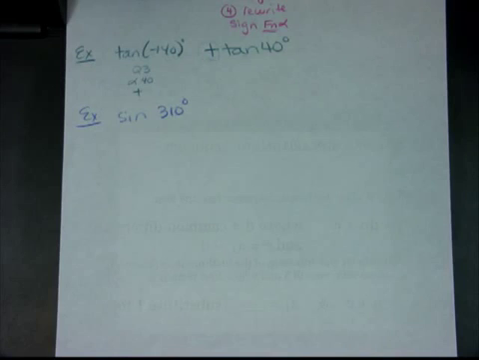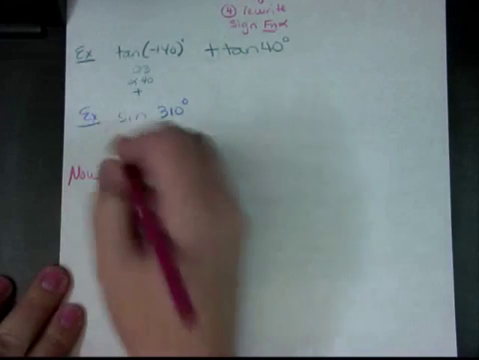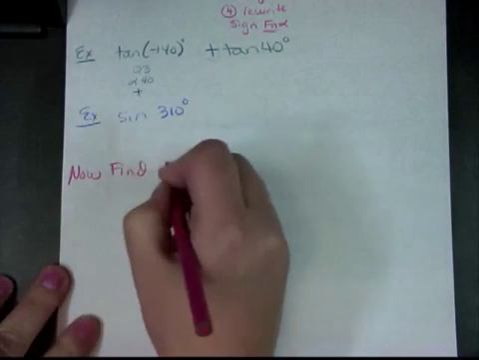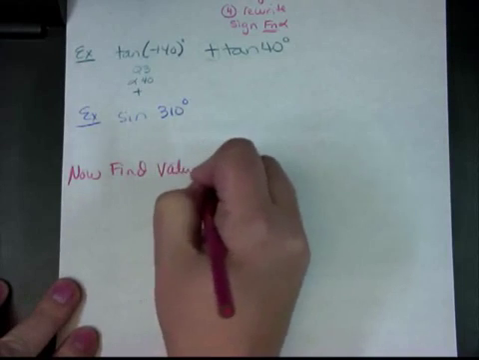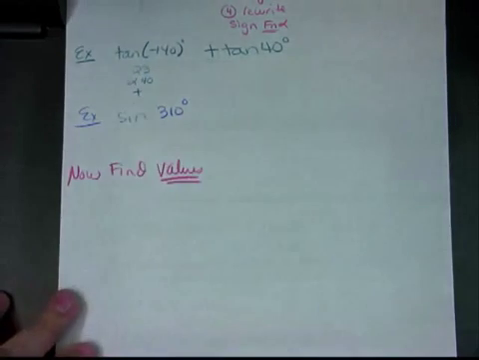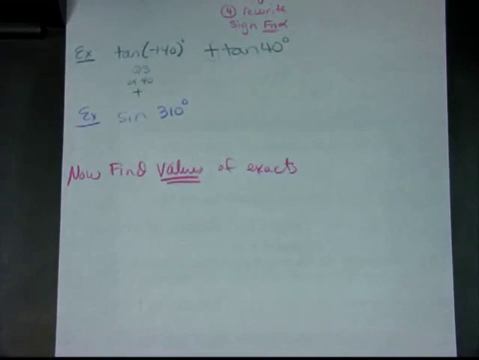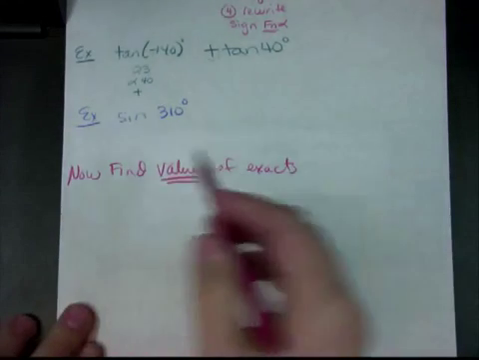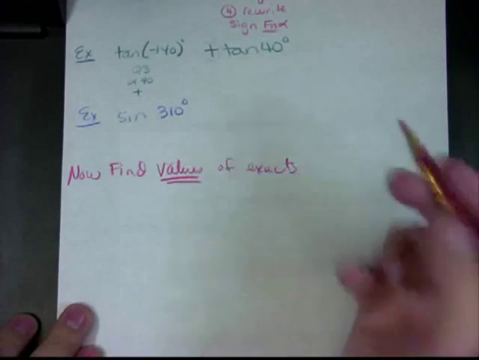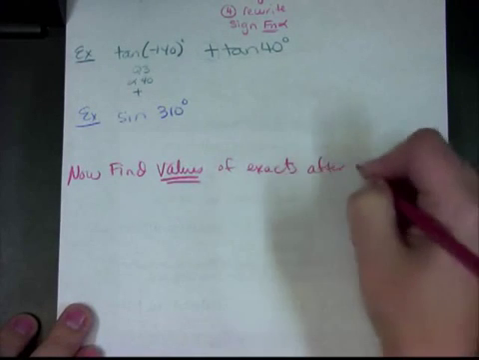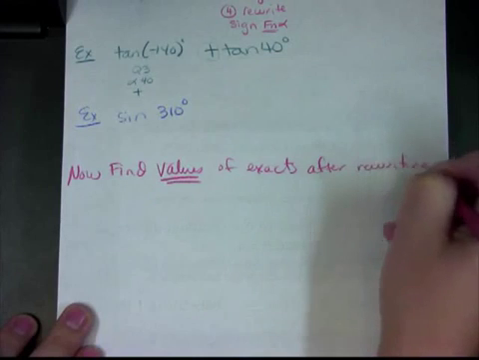All right, the second thing we're going to do is now we're going to find values. We can only find values of exacts because that's the only thing we know how to do without a calculator. We're going to find values of exacts after rewriting.